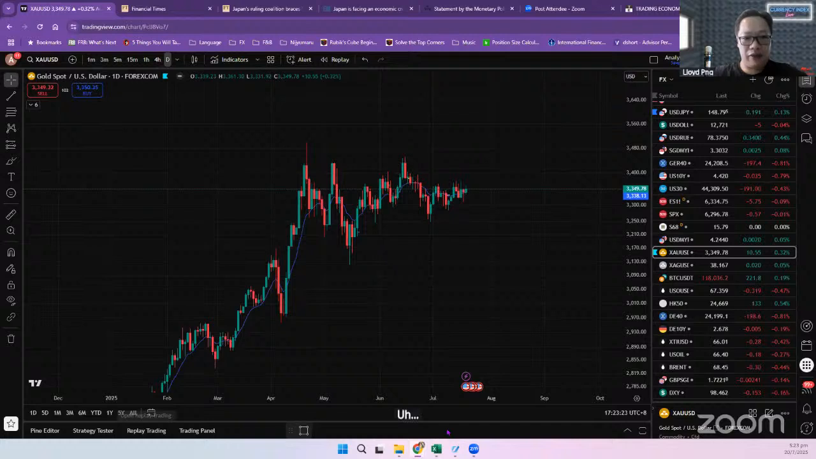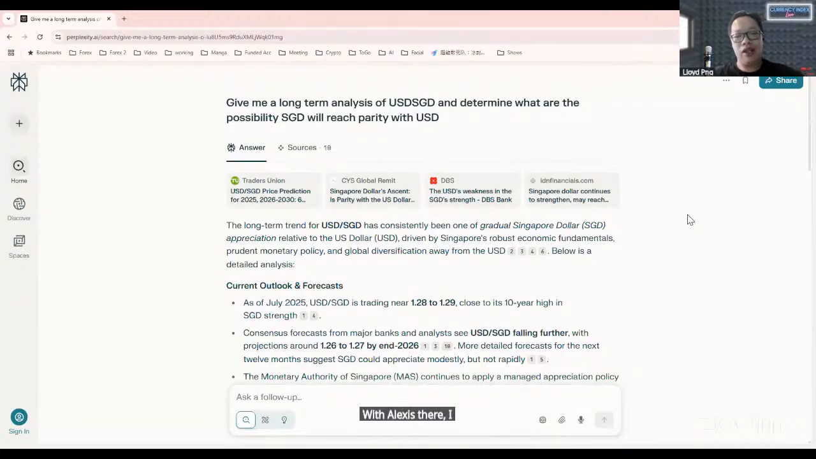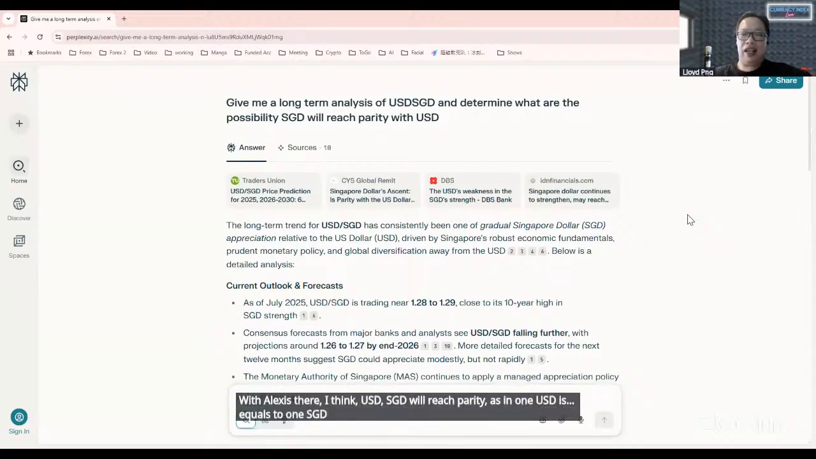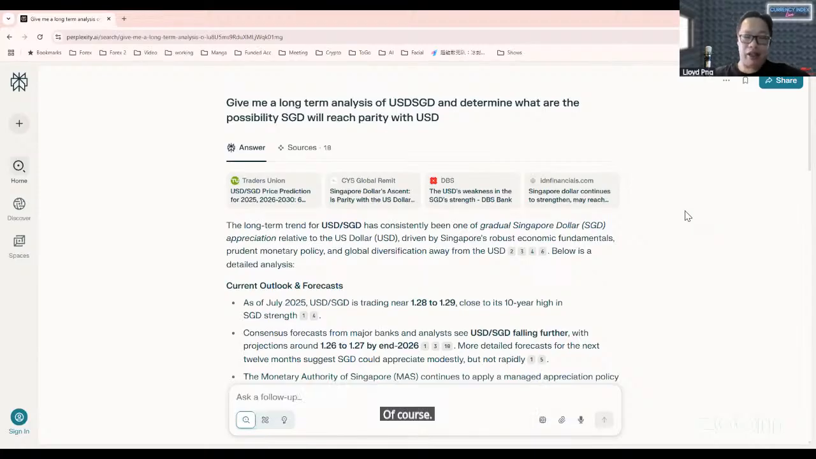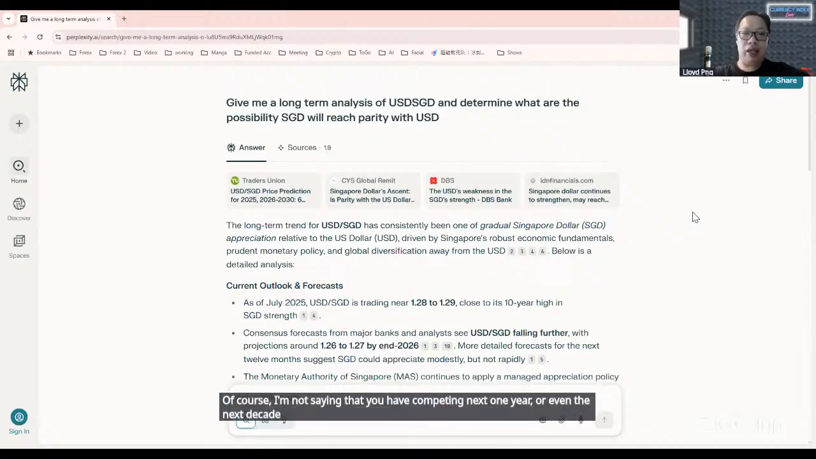So I just had a random check with Alexis that I think USD/SGD will reach parity, as in one USD equals one SGD. And I actually do favor this view. Of course, I'm not saying that it will happen within the next one year or even the next decade. But I think that it will happen.